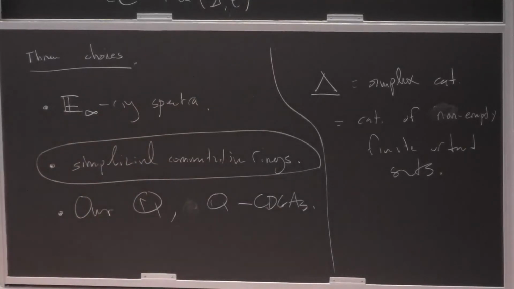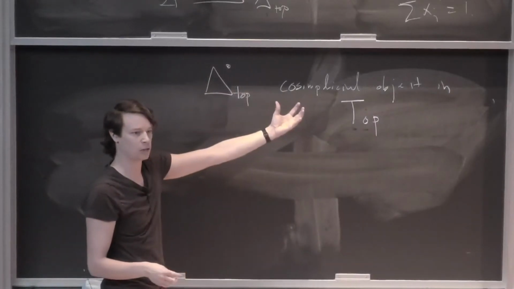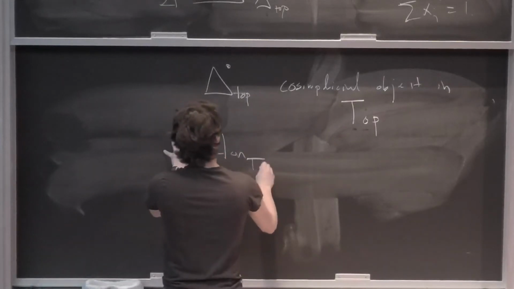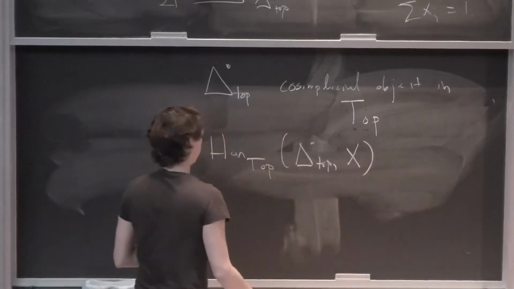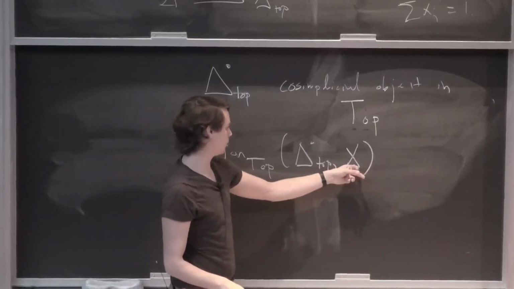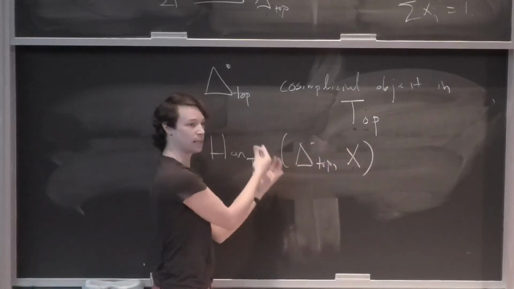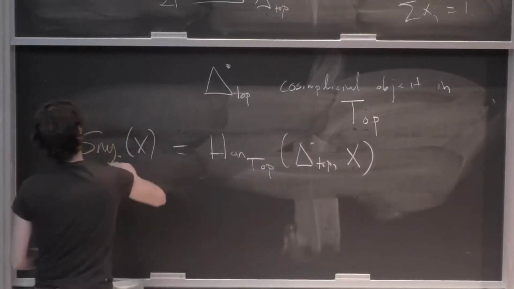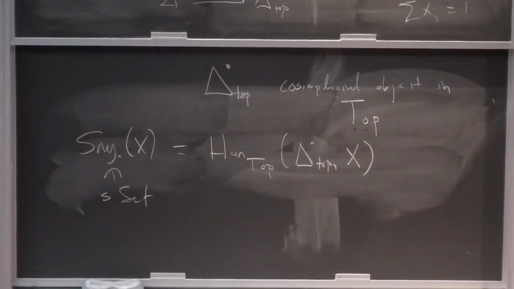So the point, and this is really the answer to your question, is that there's this natural cosimplicial object in topological spaces. And so when I take Hom out of it into some given topological space, so this is just continuous maps in each degree, I get a simplicial object. And that's the right adjoint to that map.